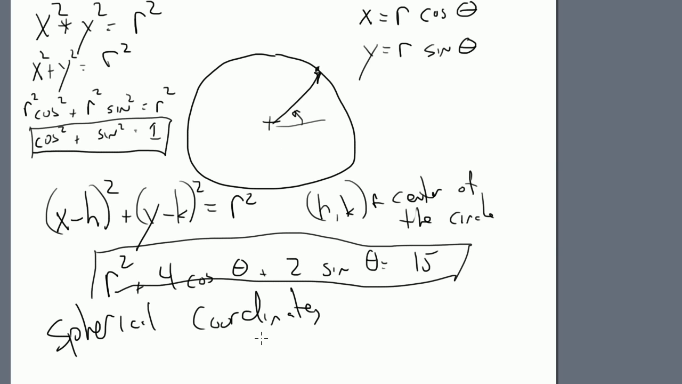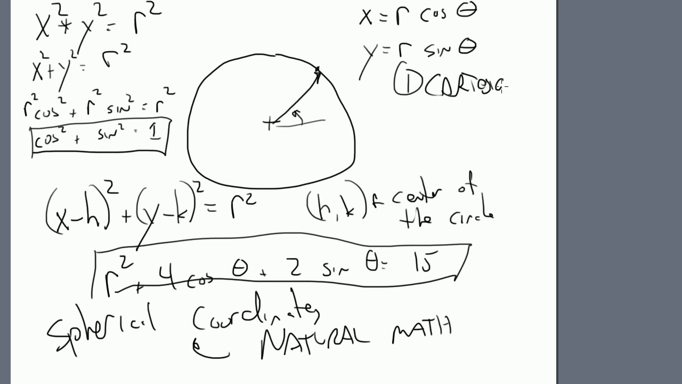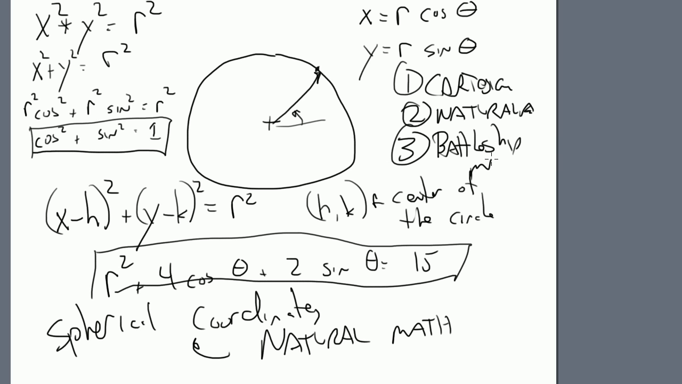Spherical coordinates, which is really what I would call natural math for me. With Cartesian math, natural math being spherical, in other words, what's behind you and how far away from it, natural math, and then 3, what we're going to call battleship math. That is matrices.